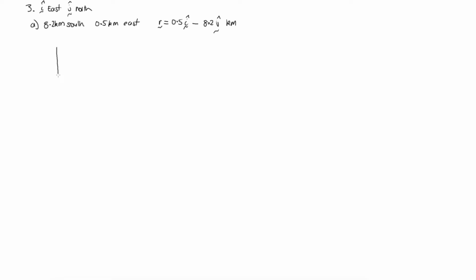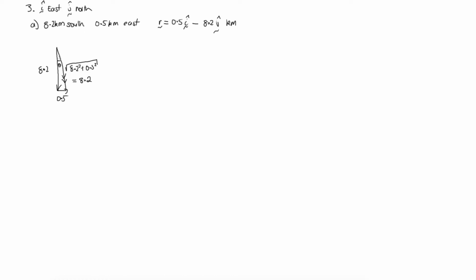Now to give it in magnitude and bearing, we're going to have to add these two vectors head to tail. So we've got our 8.2 kilometers going down, and then 0.5 kilometers going to the right. And our resultant is this one down here, and we'll call this angle in here theta. Now to get the magnitude, we can use Pythagoras' theorem. So we're finding the square root of 8.2 squared plus 0.5 squared. When we do that on the calculator, because 0.5 is a lot smaller than 8.2 and we're squaring it, we end up with 8.2 as the magnitude.